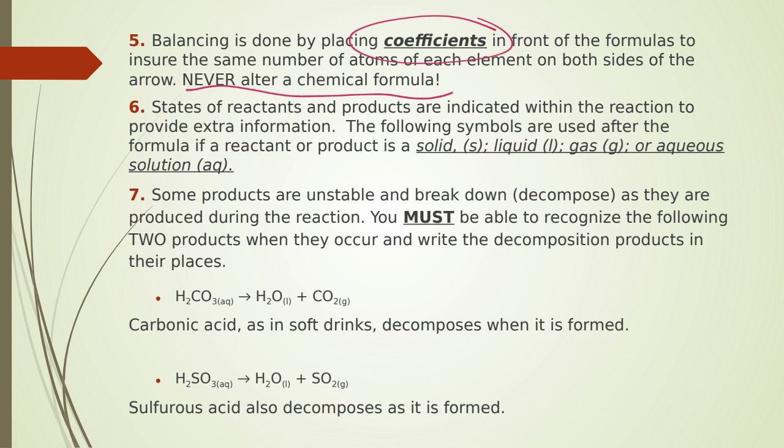Number 6, states of reactants and products are indicated within the reaction to provide extra information. In grade 10 science, you probably didn't deal with states too much. But now that we start to talk about reactions, states of matter become very, very important to give us extra information. And we apply a state of matter to every single reactant and product in a reaction. So we assume that you know the basic ones. So here's solid, here's liquid, here's gas.